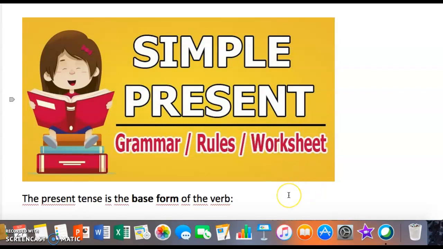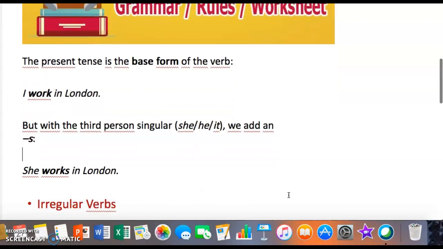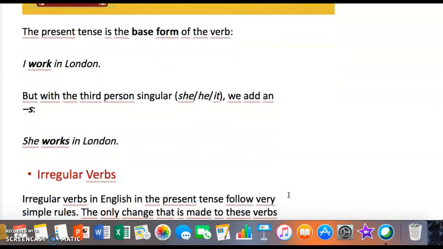All right, as I've said before, just to restate the theory, the present tense is the base form of the verb, okay? It's the infinitive, and basically it's the same for all the different pronouns, as in I, you, they, we. We don't add anything and we don't do anything to it. So it's I work in London, you work in London, we work in London.